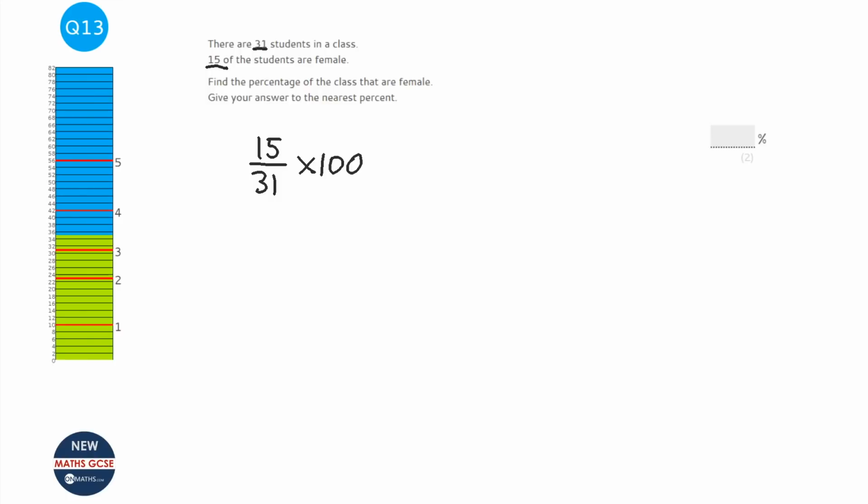Now I can write that as a fraction, or I could do 15 divided by 31. It gives you the same answer. So 15 over 31 times by 100. It gives me a fraction, so I'm going to press S to D. And it's 48.3870, and so on. It says give it to the nearest percent. So that's a 3, so it's not going to move that 8 up to a 9. So it's just 48%.